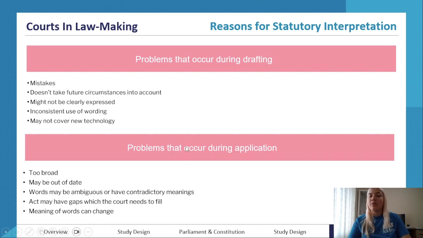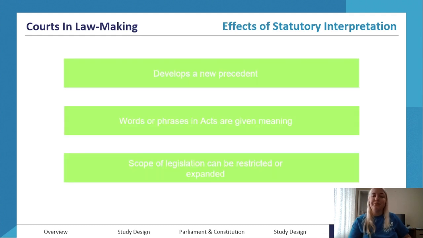if words are ambiguous, meaning unclear, or have contradictory meanings, if the act has gaps, which the court needs to fill, so circumstances that were not considered when drafting the act, and even the idea that the meaning of the words can change over time. So language, as language progresses, if an act has been around for a long time, that same word may mean something else or something slightly different.